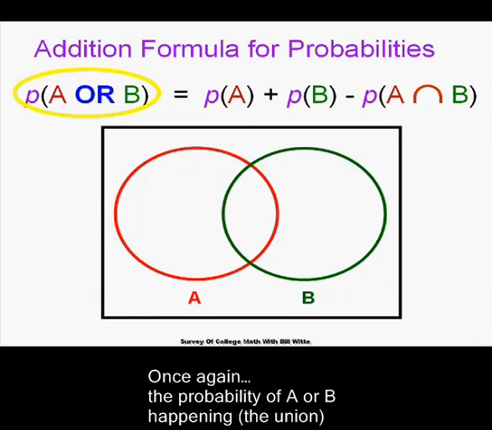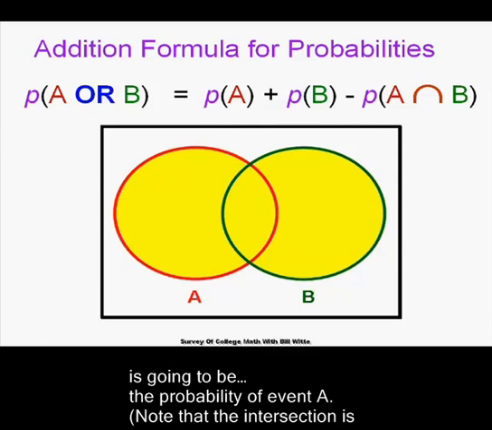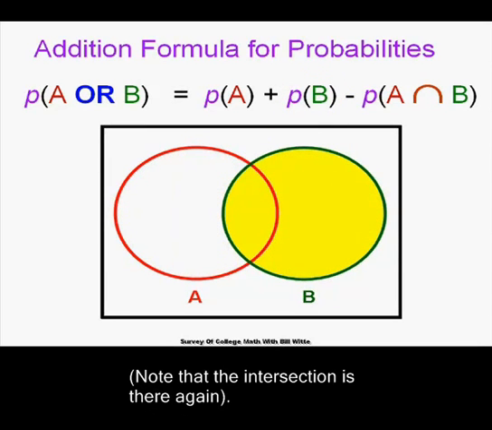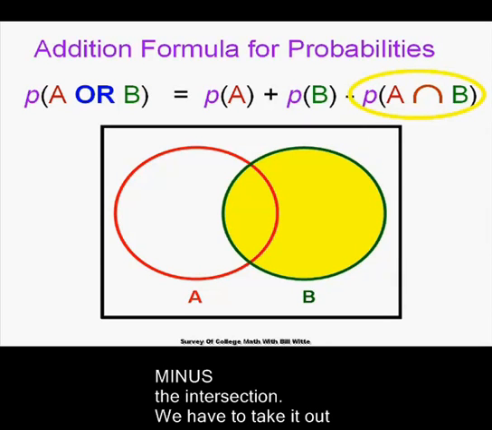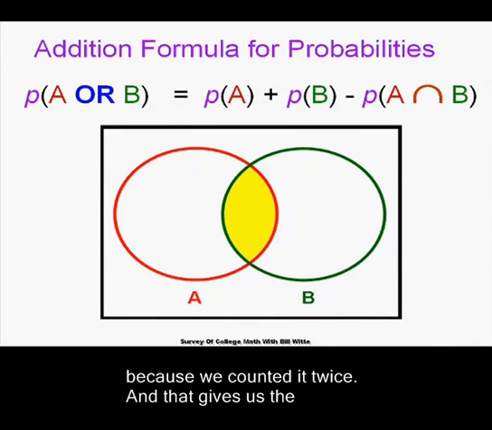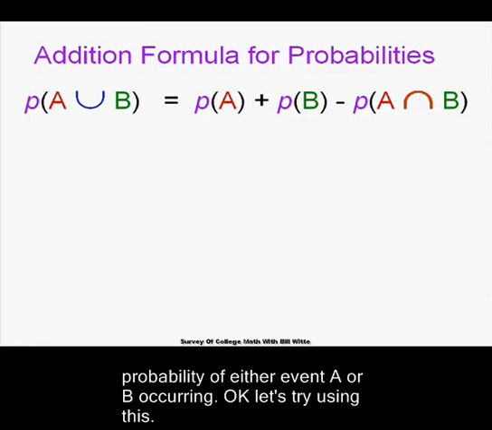Once again, the probability of A or B happening is hard to find and hard to count. It is going to be the probability of A. Note that the intersection is in there. Plus the probability of B. Note that the intersection is there again. Minus the intersection. We have to take it out because we counted it twice. And that gives us the probability of A or B. Allow me to demonstrate. Let's try using this.